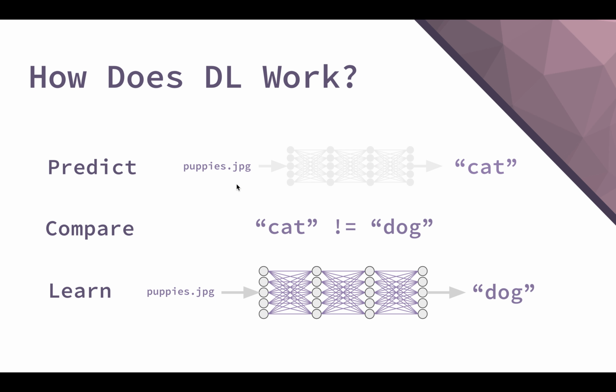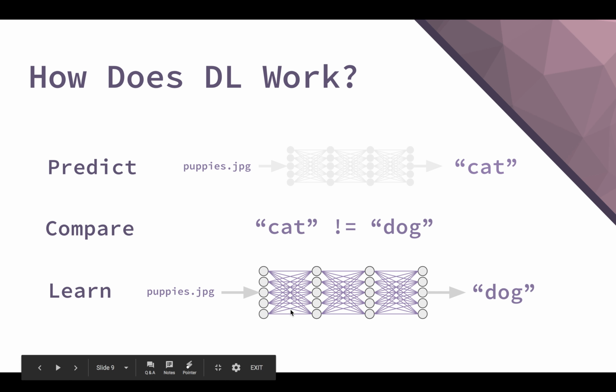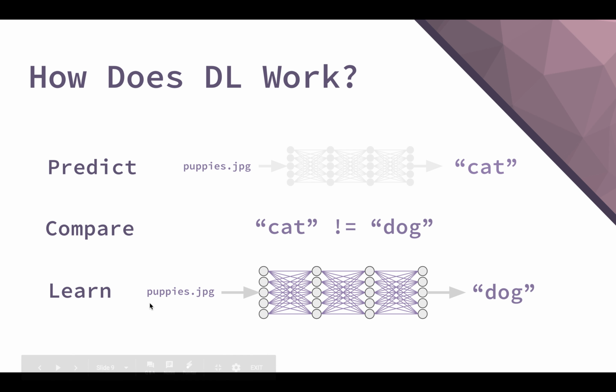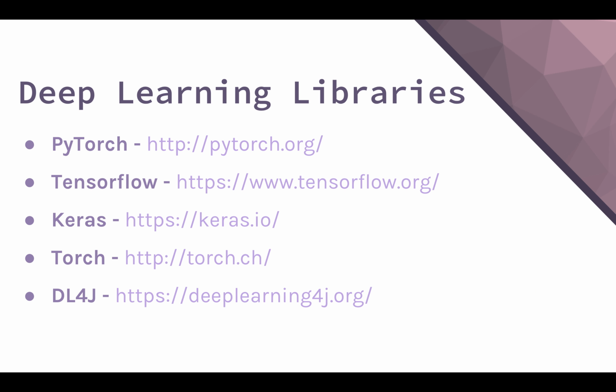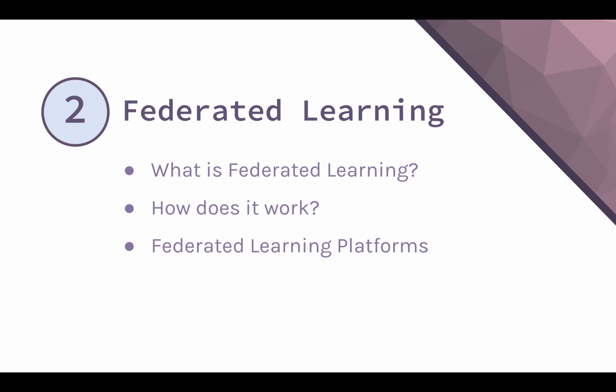For example, we may process the picture of a puppy and get the outcome of cat. A cat is not the same as a dog. So we will tweak these gradients in a deep learning process so that at the end, when we pass a picture of a dog through, we are returned the label of a dog. A very simplistic overview of deep learning. Deep learning libraries, if you want to jump in: PyTorch, TensorFlow, some of my favorites.